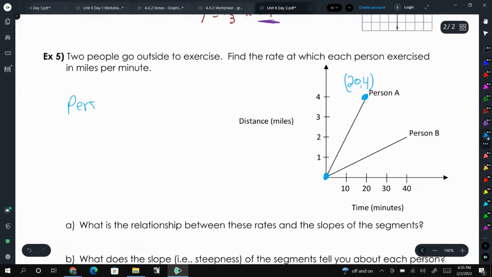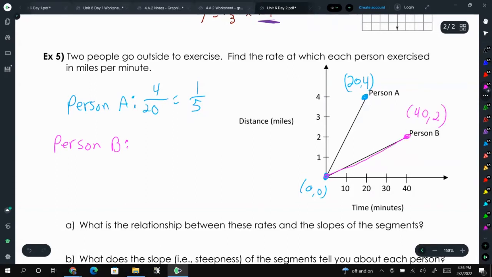So for person A, remember, this is 0, 0. We went up 4, if we were to count 1, 2, 3, 4, and we're going right to this point, which we know is 20 from down here. And that is simplified to 1/5. Now person B is this line that also starts at 0, 0 and goes to 40, 2. So we're going up 2 and over 40, which is going to be 1/20.